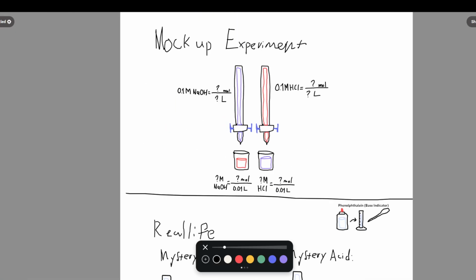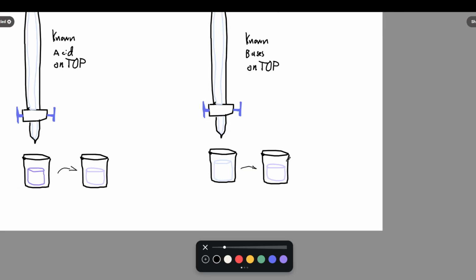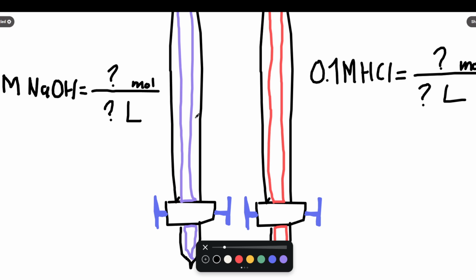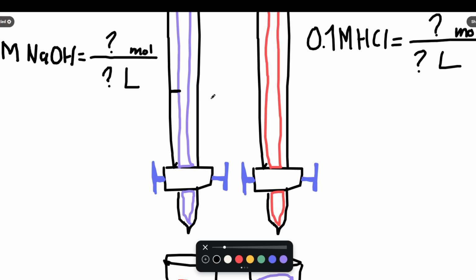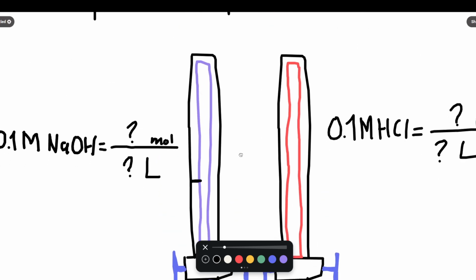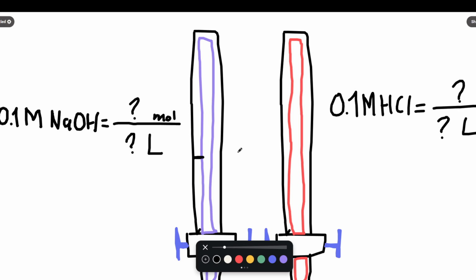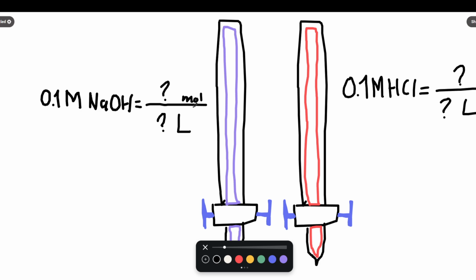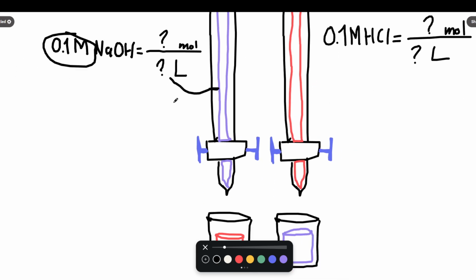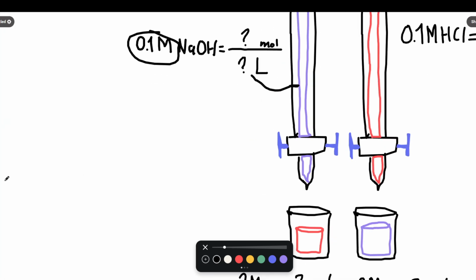When you get the solution to that little pinkish color, you measure how much you used and plug that into the liters up here. Since you know the molarity, you multiply it by the volume of base that you used, which gets you the moles, and then depending on the solution, you do stoichiometry.